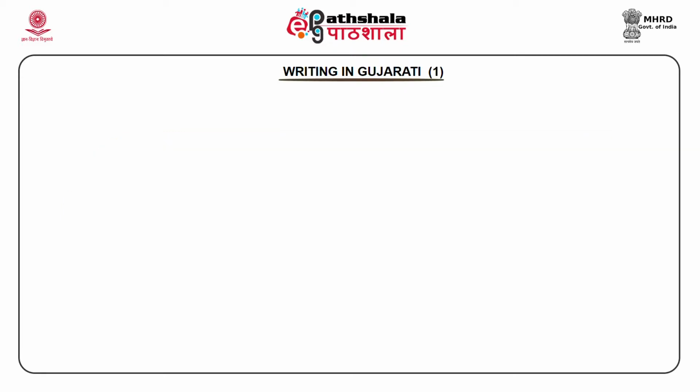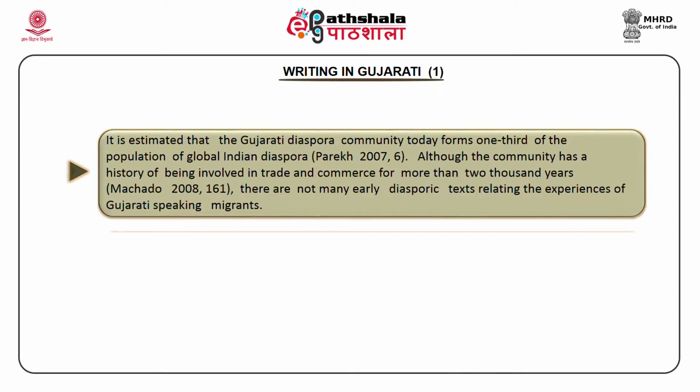Our next section is on writing in Gujarati from the diaspora. Settled in more than 44 countries, the Gujarati diaspora community today forms 1/3 of the population of the global Indian diaspora. Although the community has a history of being involved in trade and commerce for more than 2000 years, there are not many early diasporic texts relating the experiences of Gujarati speaking migrants.